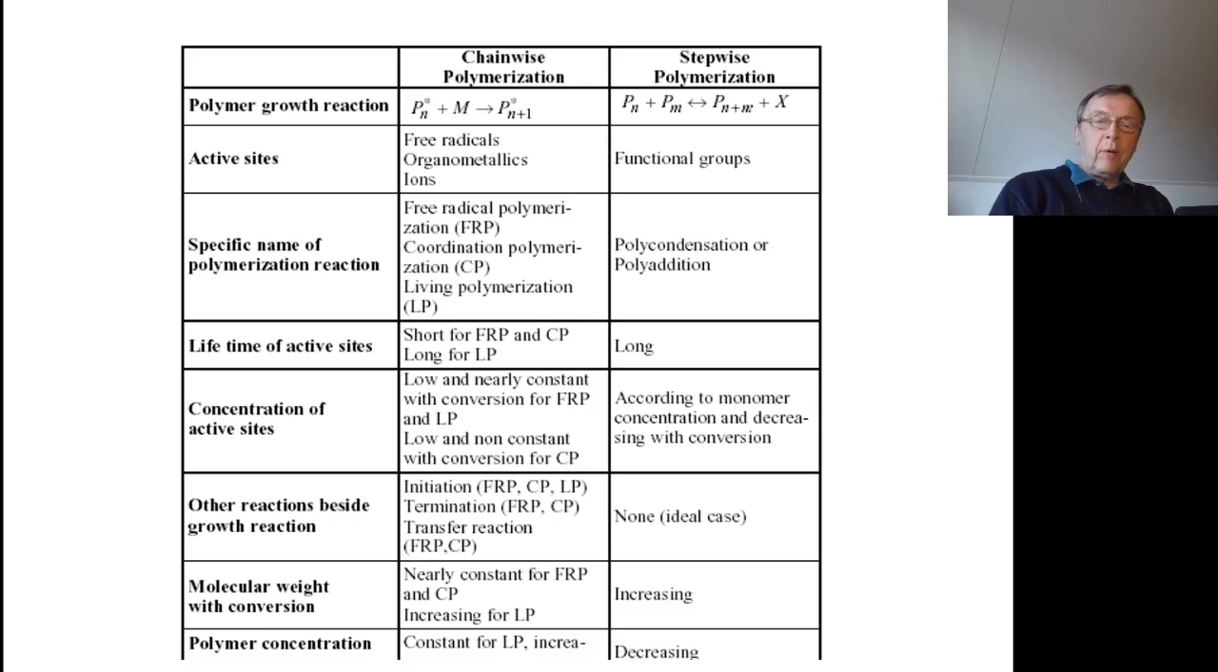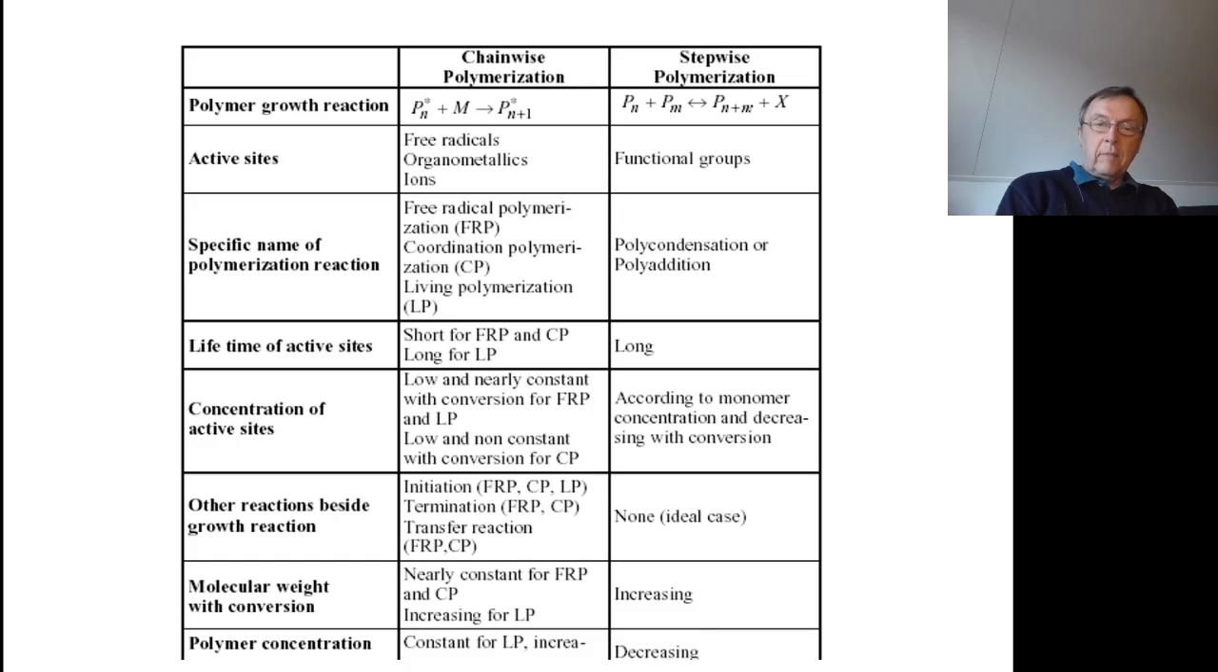So in the chain-wise polymerization, we produce macromolecules right in the first moment. So even after a minute or a few seconds in a free radical polymerization, we observe the formation of complete macromolecules. While in stepwise reactions like polyaddition or polycondensation reaction, the molecular weight increases with time, and only at the very end we produce the desired polymers with the properties that are needed for their final application.